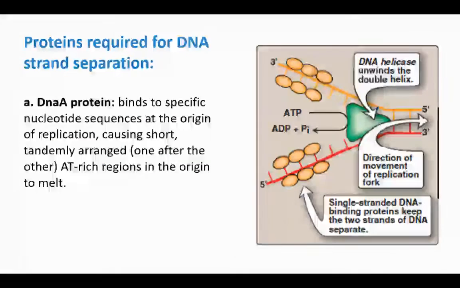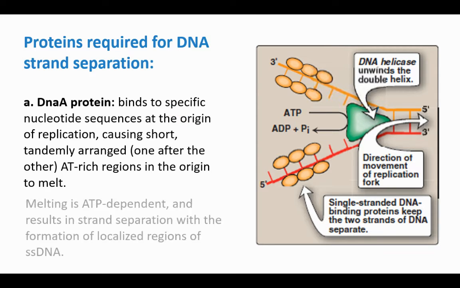Okay, so one of the components during the replication is the DnaA protein. It binds to a specific nucleotide sequence at the origin, causing a short tandemly arranged region, and this is usually at the adenine and thymine. So it causes a melt. That is why there is a term called AT melt. So that is what I said earlier: once the AT region is seen, replication starts there. So you have your DnaA protein. Now, the melting is ATP dependent. So without ATP, it's not going to start.